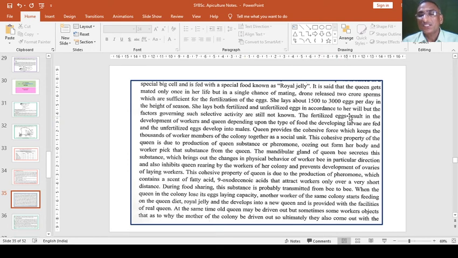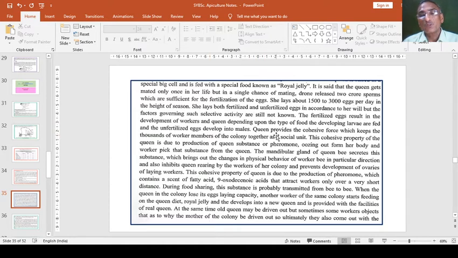This is her will, but the factors governing such a selective activity are still not known. The fertilized eggs result in the development of workers and queen, depending upon the type of food the developing larvae are fed, and the unfertilized eggs develop into males.